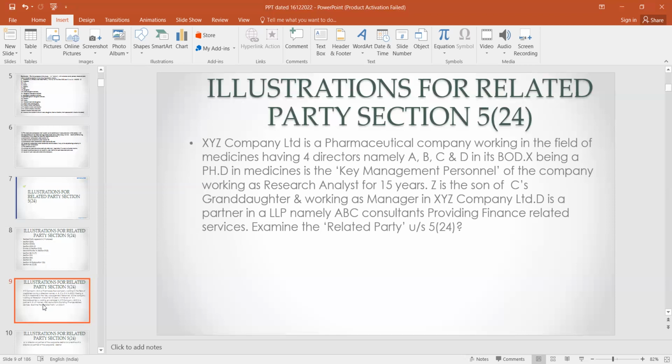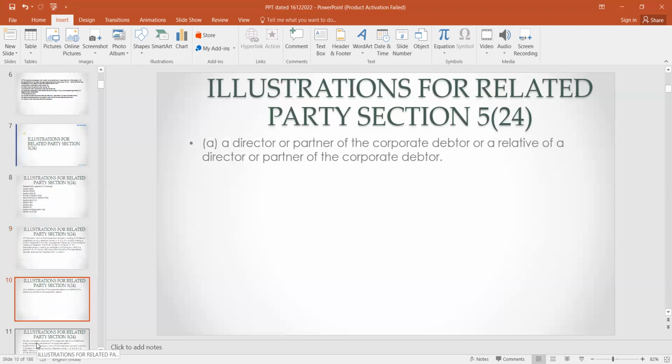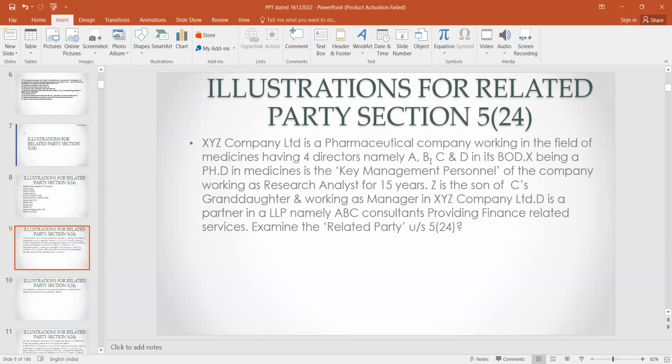Achha. And working as manager in XYZ company. D is a partner in an LLP namely ABC Consultants, providing finance related services. Now examine the related party. So first is a director or partner of the corporate debtor. Because A, B, C, D, they are all directors. So they are all related parties. X is KMP. X is also a related party. But you have to see it clause wise. So in 524A, all the four A, B, C, and D will be covered. This X will be covered in 524B, KMP of the corporate debtor.